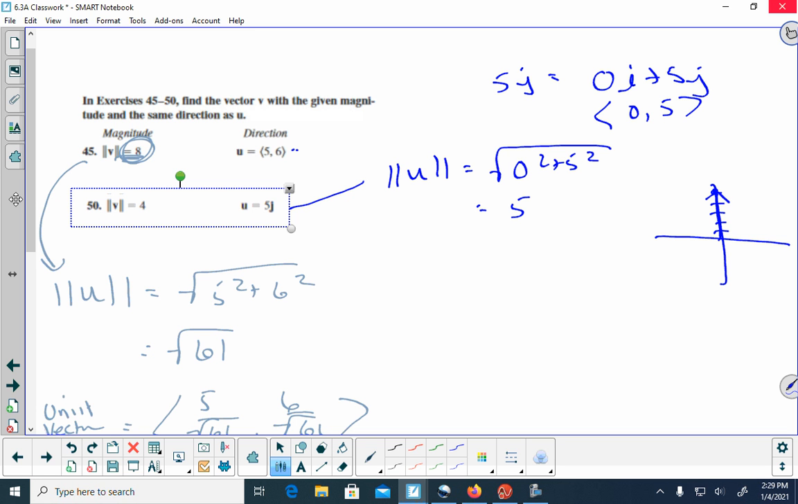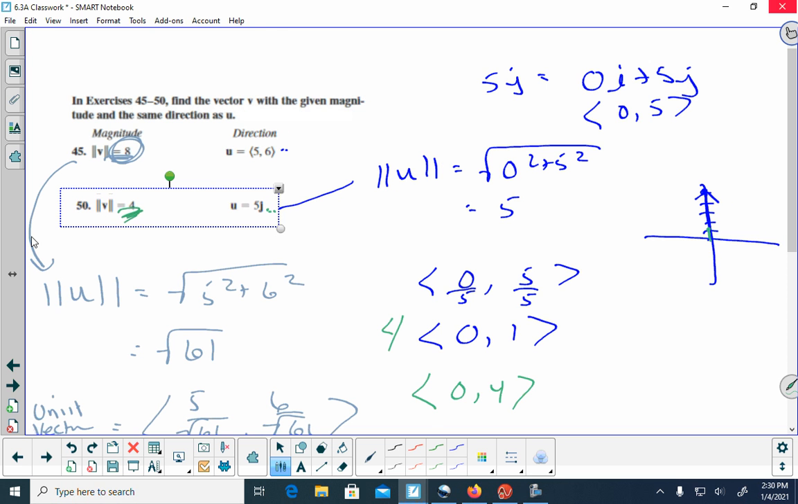To find the unit vector, I'm going to take that 0, 5, and I'm going to divide both by 5. So I'm still going to have 0, and 5 divided by 5 is 1, which should make sense to you, because now I'm knocking this down to have a magnitude of 1. So it's a unit vector. I want to have a magnitude of 4, so I'm just going to multiply this by 4. So I'm going to end with 0, 4. Start off in linear combination, need to end in linear combination. So this will be 0i plus 4j, or I can just write 4j. And that's all I have to do. It's not that bad.